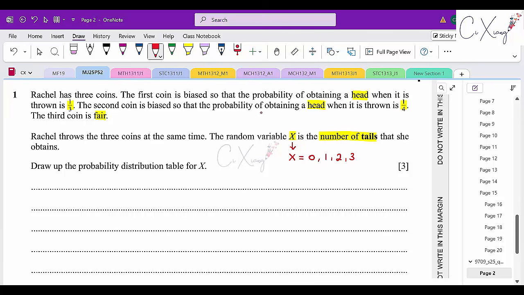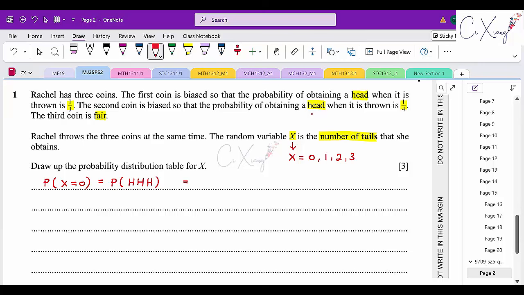Since all the coins have different probabilities of obtaining head or tail, when you want to calculate the probability, you have to consider every single possible case. As an example, when X is equal to 0, that means there's no tail. If there's no tail, you obtain all heads. Coin number 1 is a head. When I write the first H here, it means coin number 1. Then coin number 2 is also a head. Coin number 3 is also a head.